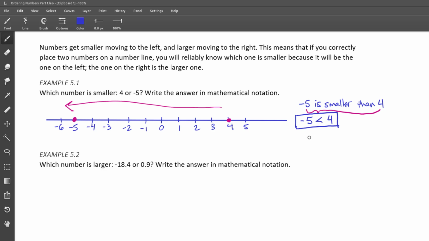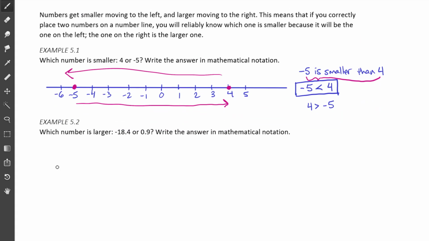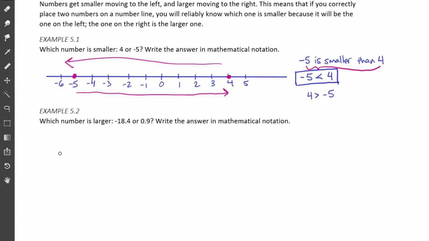You would not be wrong to write 4 is greater than -5. That's exactly the same statement. If you flip the order of the numbers, you have to flip the order of the inequality, inequality being the less than or greater than symbol, in order to preserve the truth of the statement. 4 is greater than -5 because 4 is to the right of -5 on the number line. Taking a look at example 5.2, which number is larger, -18.4 or 0.9?